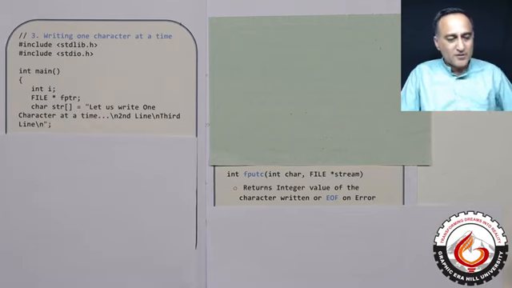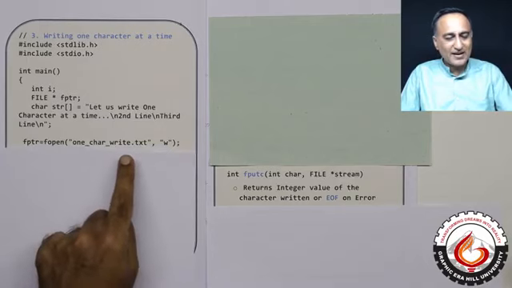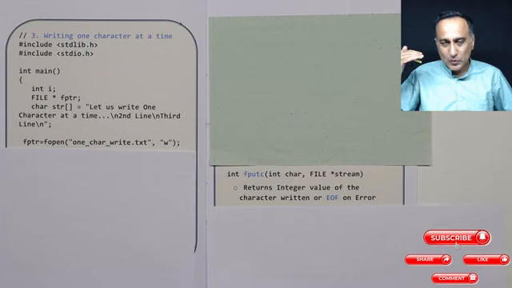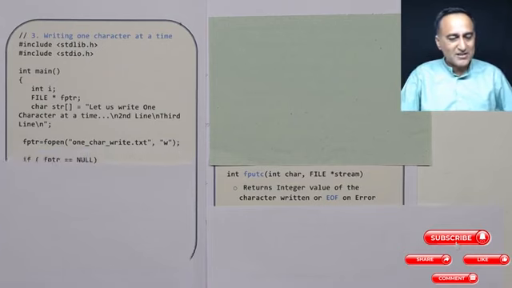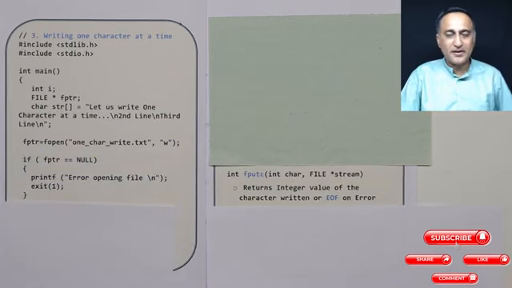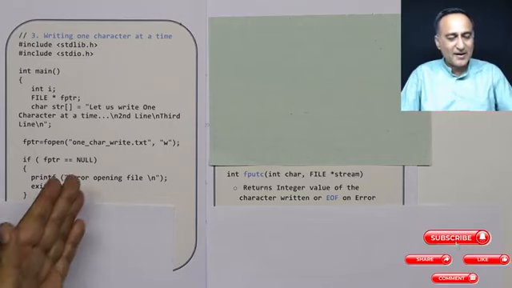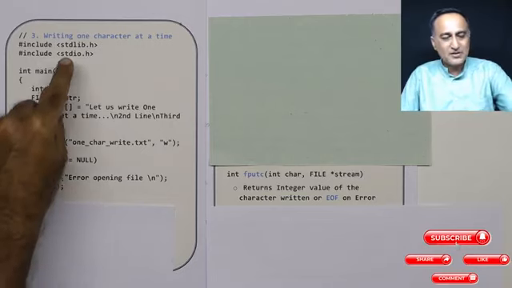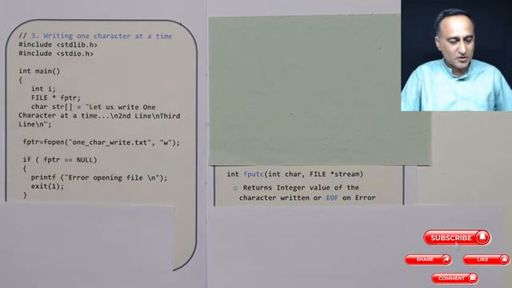First I'm going to try to open a file whose name is onechar_write.txt. I'm opening it in write mode because I want to write one character at a time. Suppose I am able to open the file successfully, then I do not need to worry about this if statement. If there's an error in opening the file, I'll say error opening the file and I'll exit. The exit prototype is defined in stdlib.h.